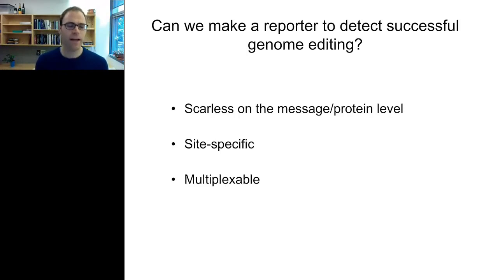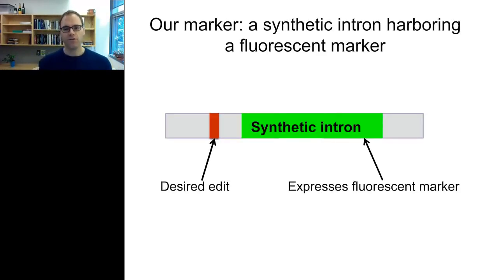In thinking about this, we came up with a design of a synthetic intron that could mark editing at any locus that was near a coding region. The idea of the synthetic intron is that we would have a repair template that would contain our desired edit or edits, which could be elaborate edits, and then we would have a synthetic intron that would either replace a natural intron or just be introduced into an exon de novo, and that synthetic intron would be able to express a fluorescent marker.